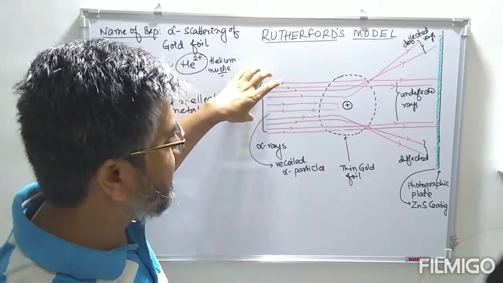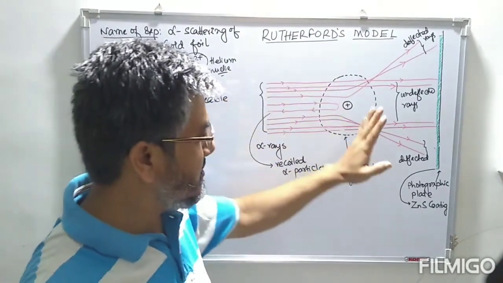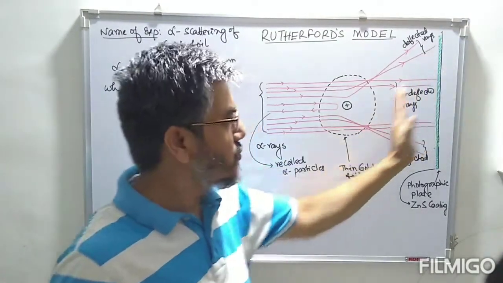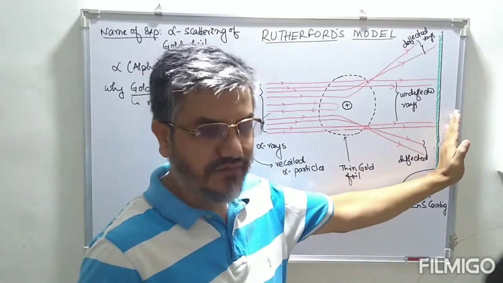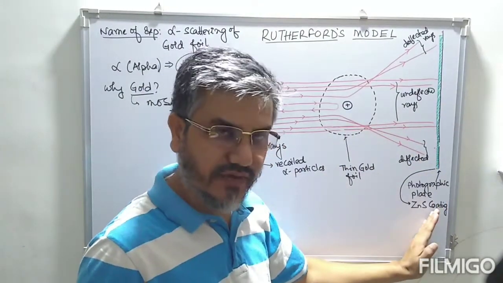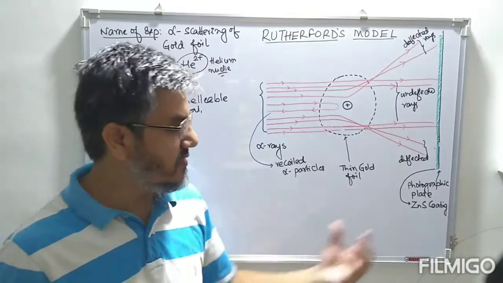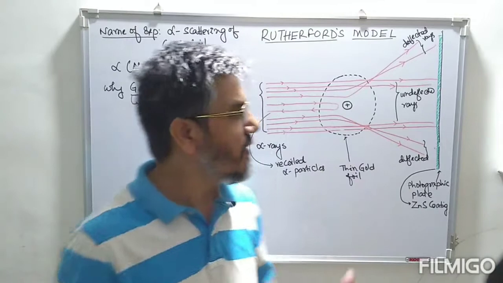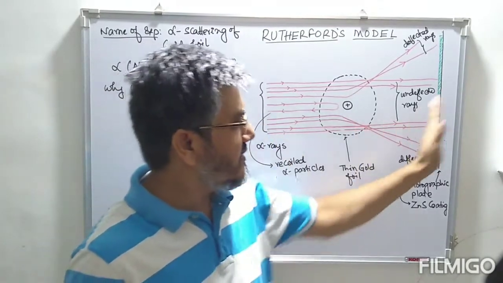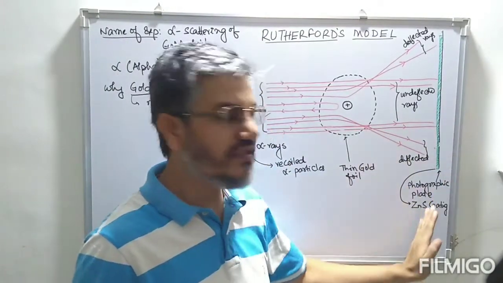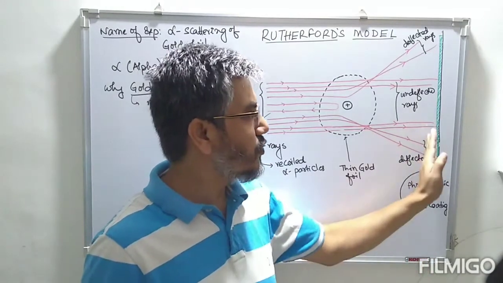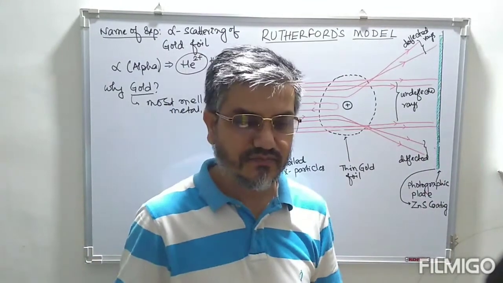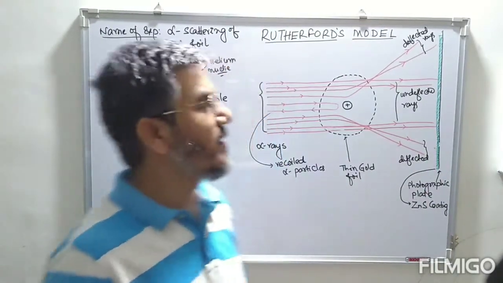Zinc sulfide is a fluorescent compound. When these alpha particles, after passing through the thin metal foil, strike the photographic plate coated with zinc sulfide, a glow is produced, because it produces a glow when something strikes it. So there is a glow at the point of strike, and from this we can easily measure the particles.